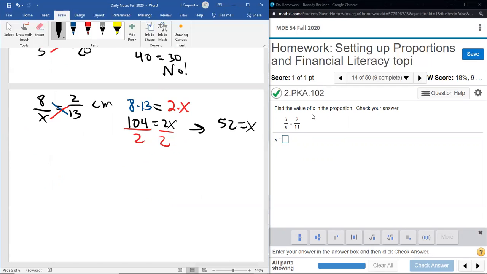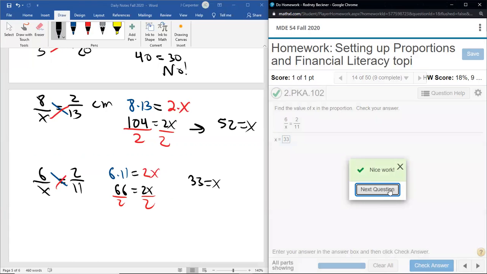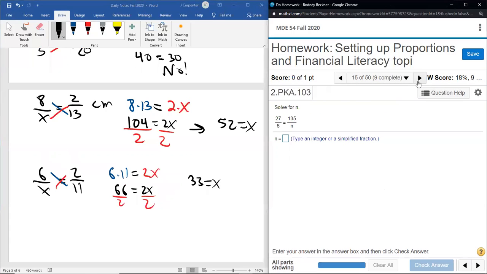One more of these, 6 over x, let's write it first, equals 2 over 11. Cross multiply: 6 times 11, and then the 2 times the x, set them equal to each other, which is 66 is equal to 2x. Again, divide both sides by 2, and you'll get 33 equals x. I'm not going to do a lot of wrong things today, given the short time. All right, that's another one.